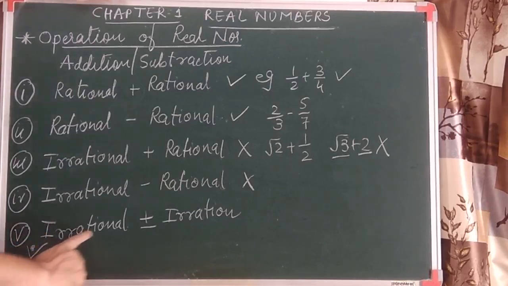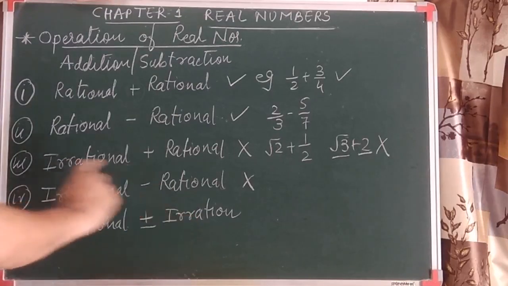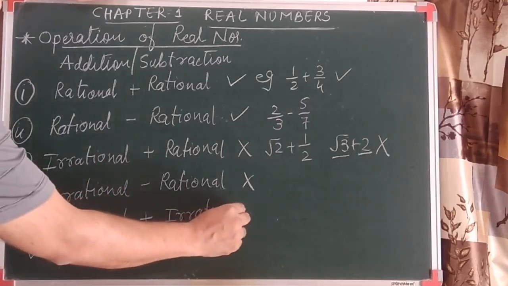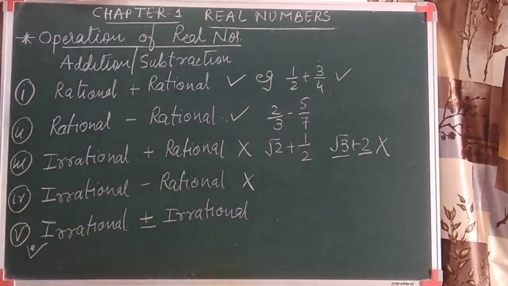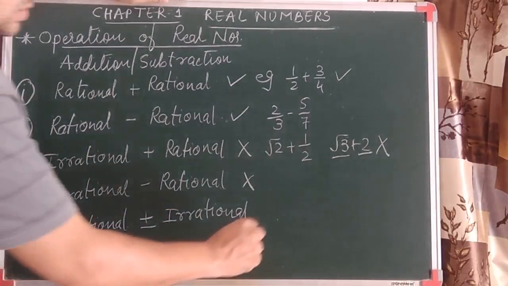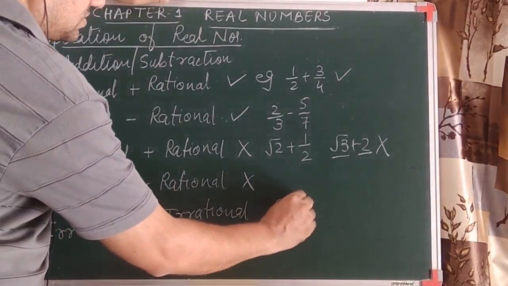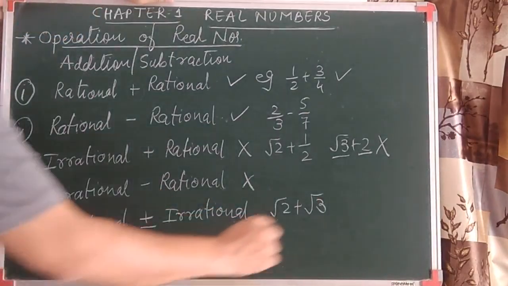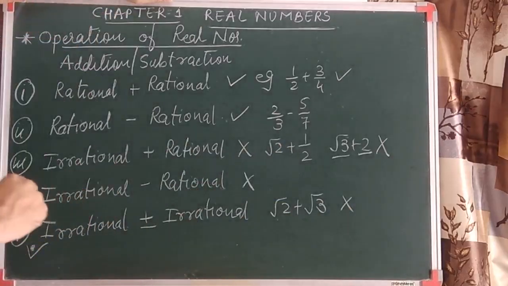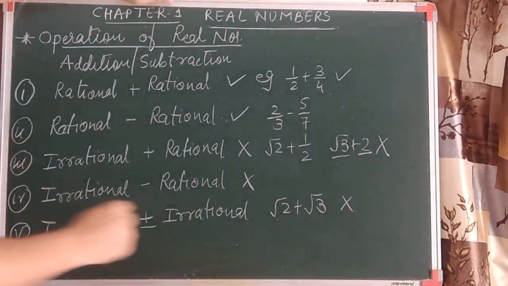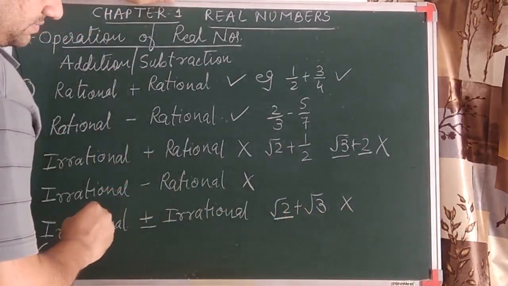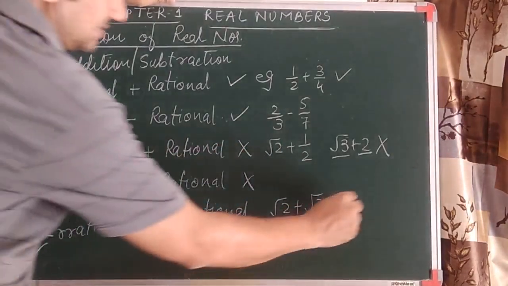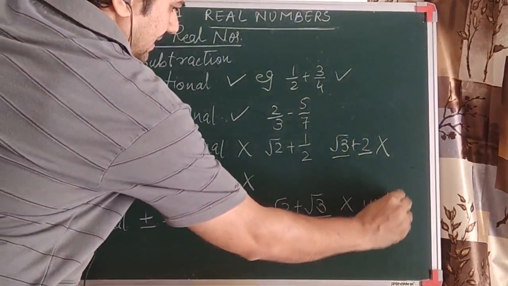I have written irrational plus or minus irrational. मतलब irrational और irrational का addition subtraction possible है के नहीं. So let us see that. If I take one irrational and another irrational, here we can say this addition is not possible. The reason is that this irrational number and this irrational number are unlike. They are unlike irrational numbers.